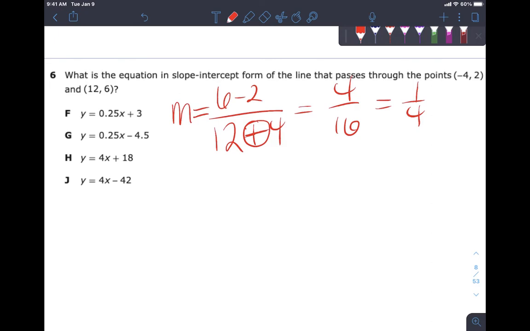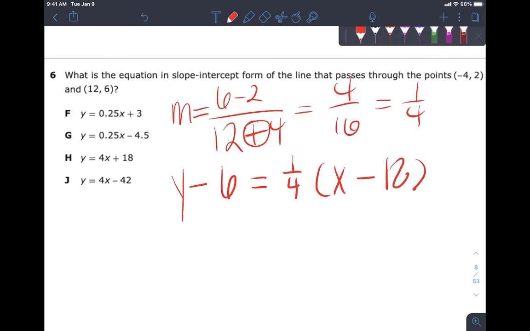Now I can pick either one of my points. I'll pick the two positive ones, and I'm going to use point slope form. y minus blank equals slope times x minus blank. All right, 1 over 4. And over here, I'll go ahead and put in my values, 6 and 12. And now I can simplify. y minus 6 equals 1/4 (x minus 3).